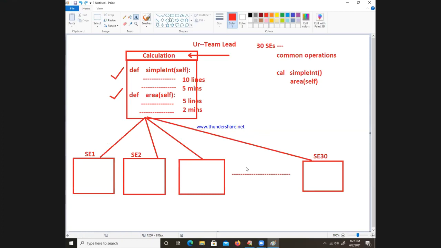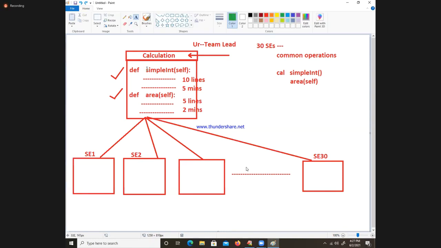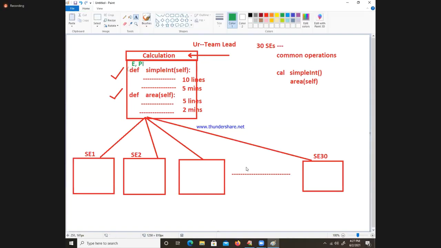Take one more thing also. In the class called calculation, I am asking you one thing. Here there is one data member. What is the data member called? E. E and pi. Logarithm of E and the pi value are common. Data members and methods are there in the class, which are common for all these SEs. They want to get them in classes SE1, SE2, SEN. N number of SEs are obtaining these in their classes. This mechanism is called inheritance.